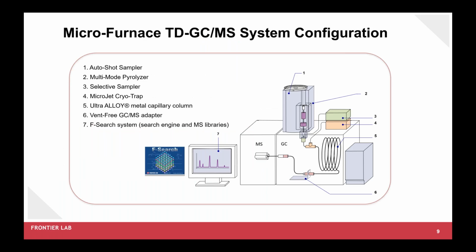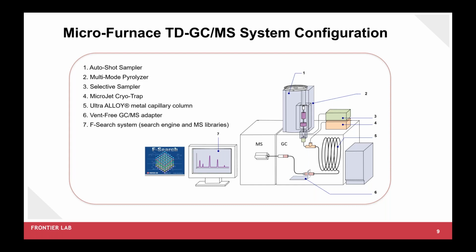Before we go over the application, we're just going to talk a little bit about thermal desorption GCMS. Here is the system configuration for a microfurnace pyrolyzer, which can perform pyrolysis and thermal desorption type analysis. The microfurnace pyrolyzer, shown as number 2 in this figure, is used as a programmable temperature inlet to your GCMS system. It is directly connected to your GC injection port, so there won't be any transfer line, there is no active site, and there is no cross-contamination.